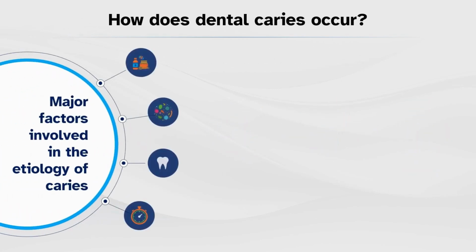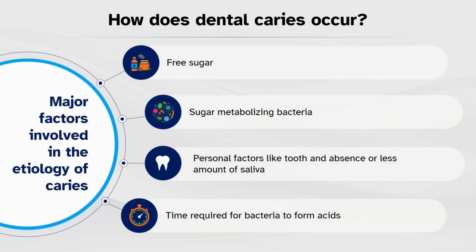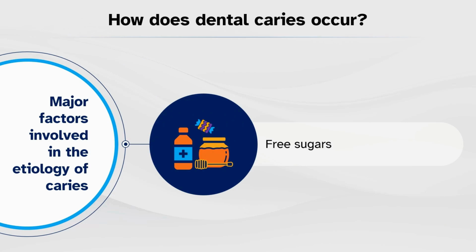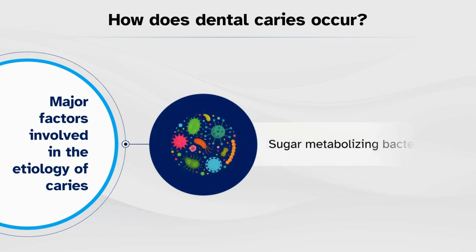Let's again review the major factors involved in the etiology of caries. Free sugars. Remember, free sugar is sugar added to a food or drink. Adding honey or syrup will also be considered as adding free sugars. Sugar metabolizing bacteria present in the mouth. Remember that these bacteria are part of normal flora of mouth.